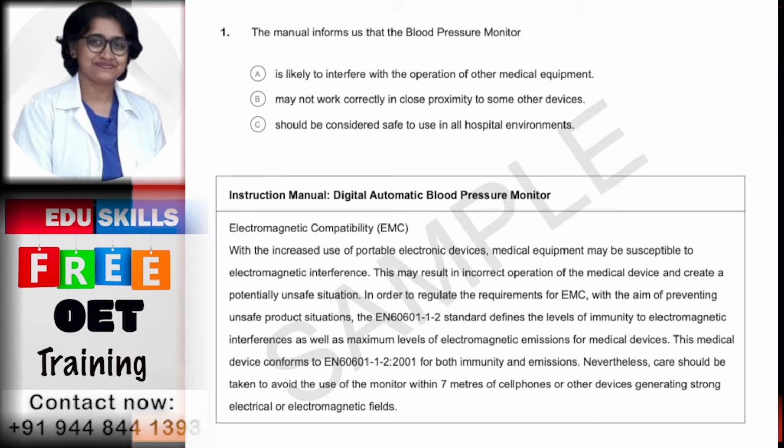So the manual informs us that the blood pressure monitor option A is likely to interfere with the operation of other medical equipment. Option B may not work correctly in close proximity to some other devices. Option C should be considered safe to use in all hospital environment. So from this, according to our father's strategy, the method used in the part B is question, answer, and text.